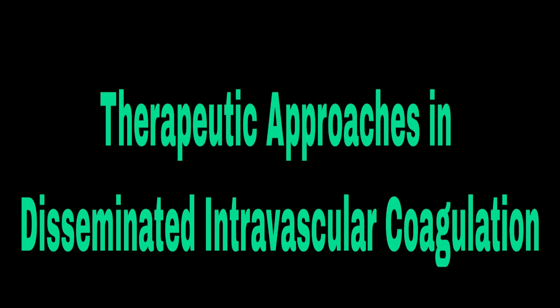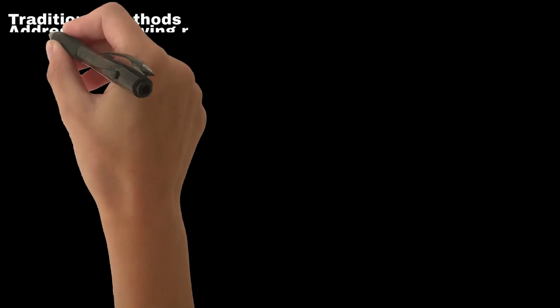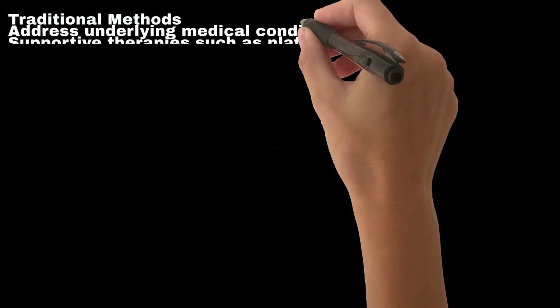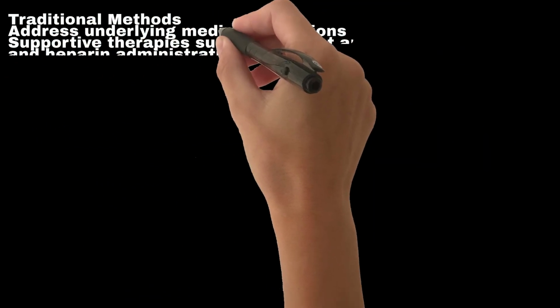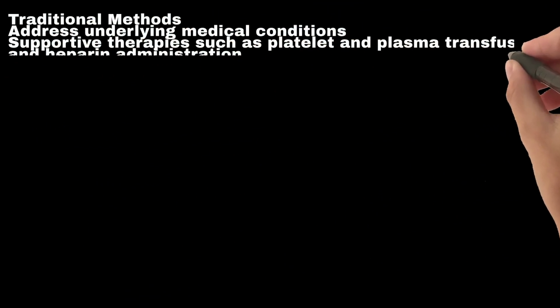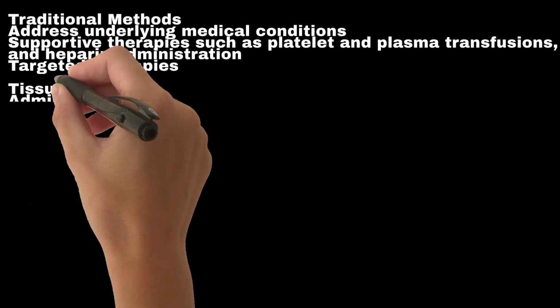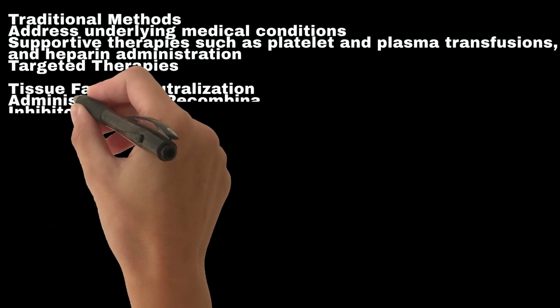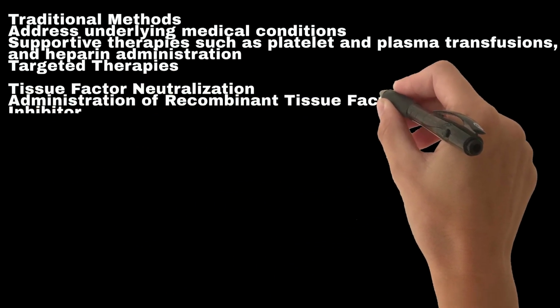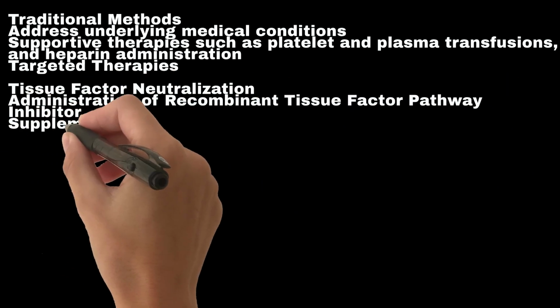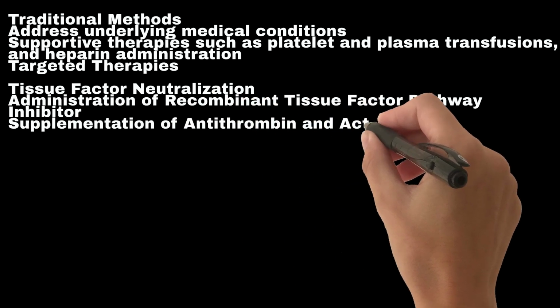Therapeutic approaches in disseminated intravascular coagulation. Traditional methods are: address underlying medical conditions, supportive therapies such as platelet and plasma transfusions, and heparin administration. Targeted therapies are: tissue factor neutralization, administration of recombinant tissue factor pathway inhibitor, supplementation of antithrombin and activated protein C.